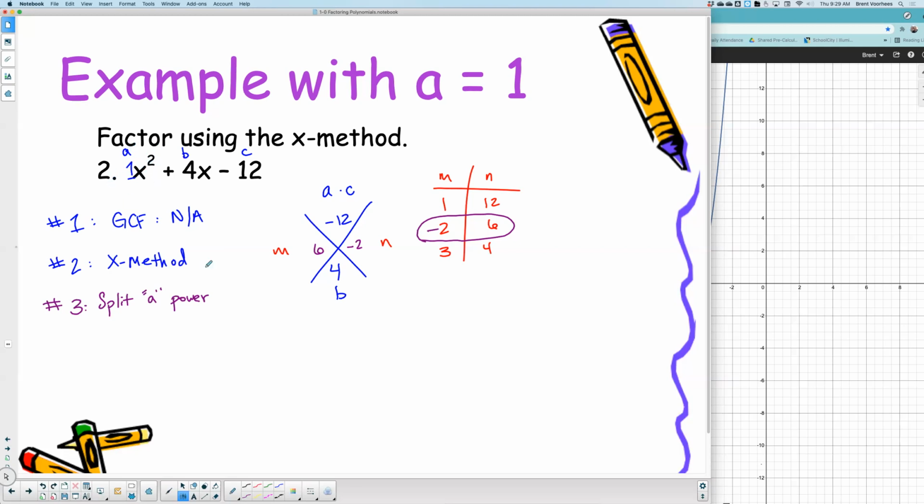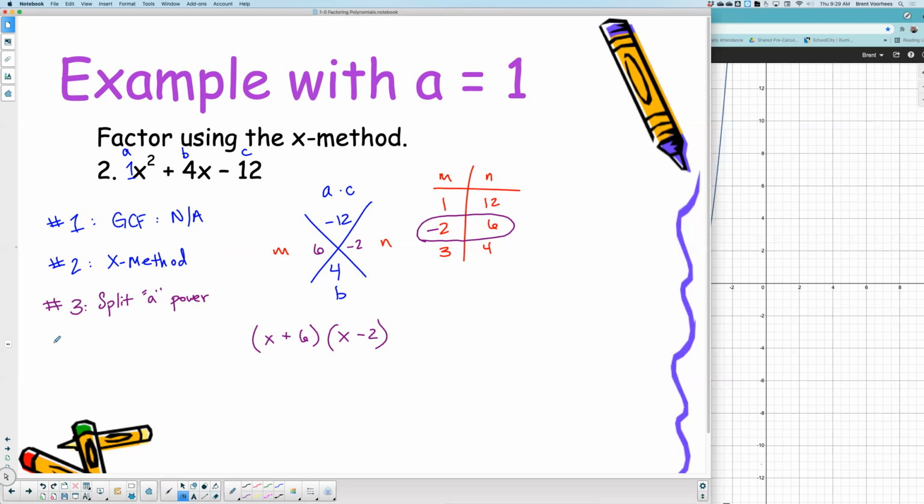I'm going to split this power, which means the first power was x squared. If you split a square, what do you get? Just 1x. Okay, so I'm going to have a 1x in each parenthesis. A 1x and a 1x. My two side numbers are 6 and -2. 6 is positive, so I'll do +6. And I have a -2. Let me get that parenthesis closed.